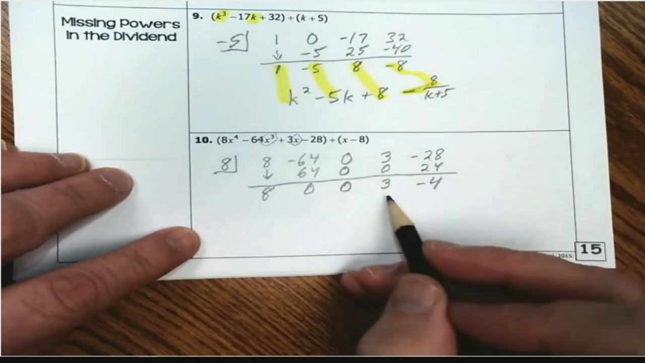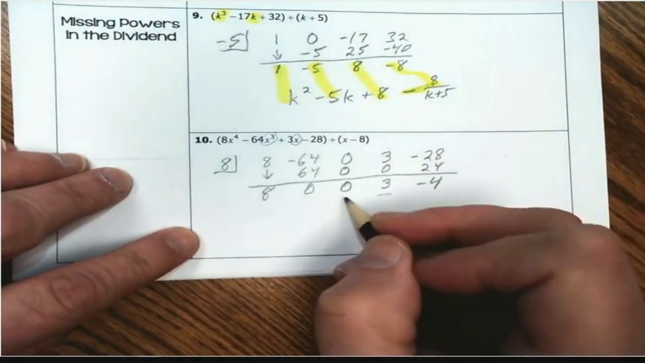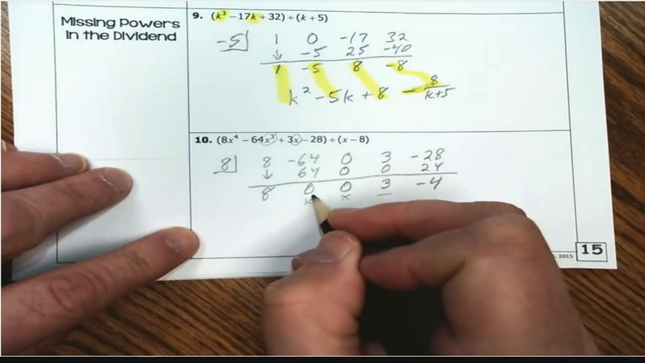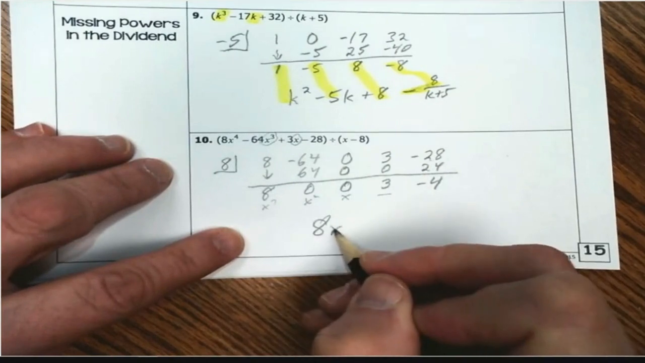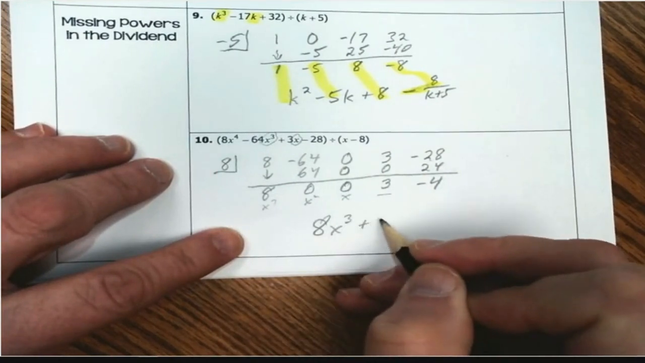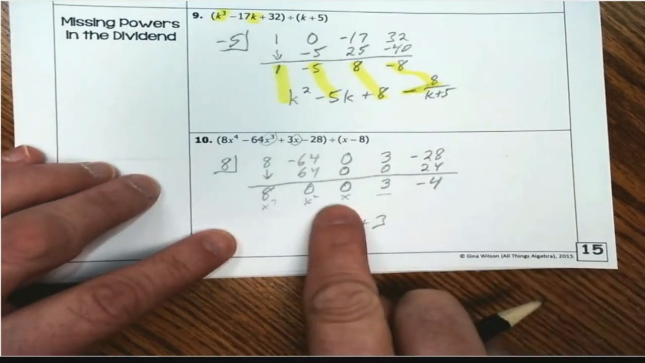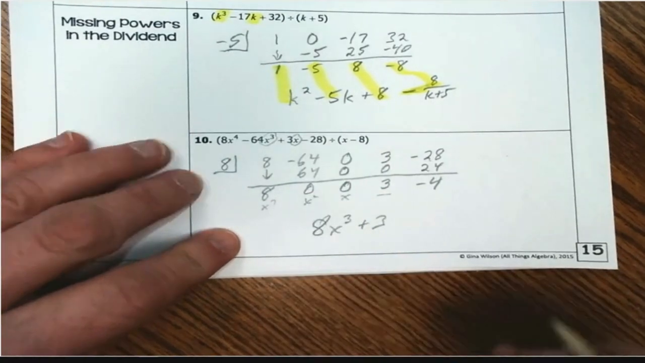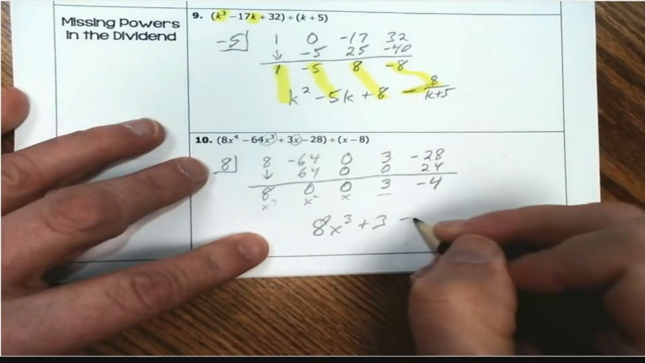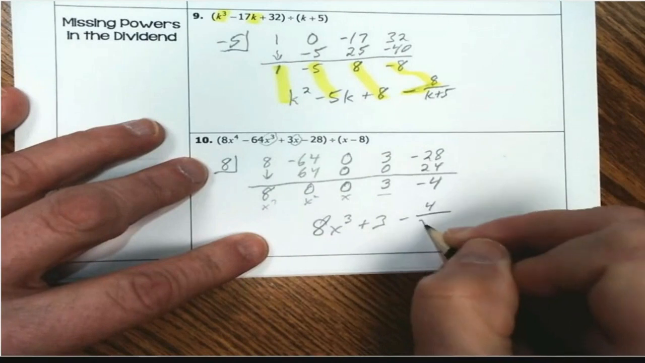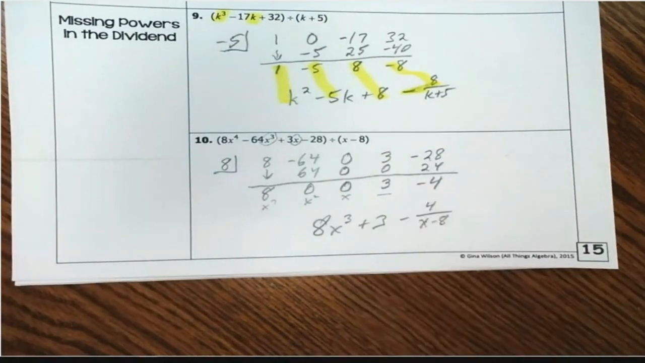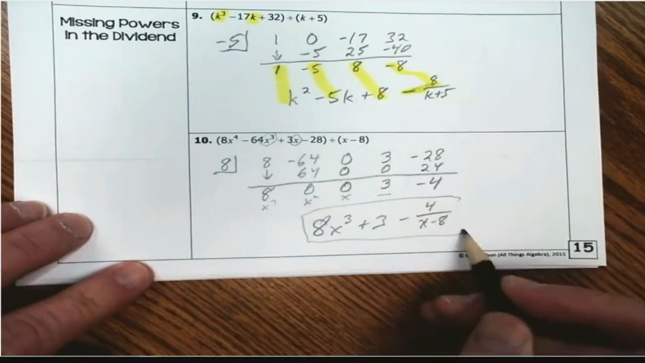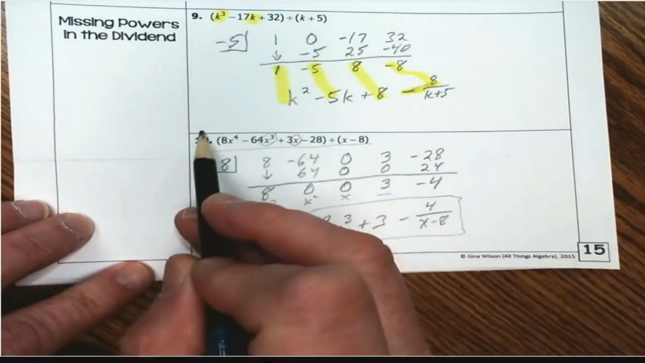So this is the 3. This is the x. This is the x squared. This is the x to the third. So our answer is 8x to the third plus 3. We skip the x squared and x because they have a coefficient of 0. And then it's minus 4 over x minus 8. Since that's a negative, we subtract. So that's simplified to just this when you divide that.